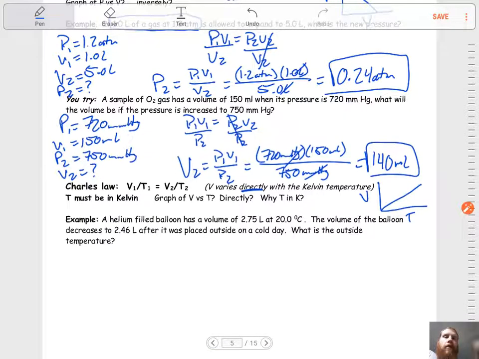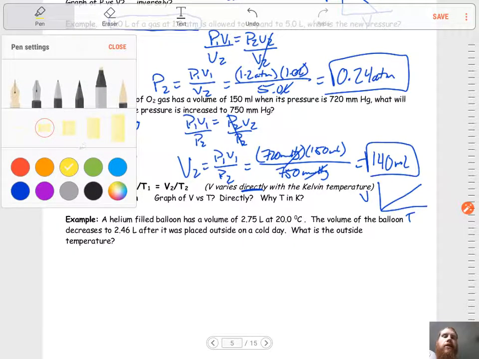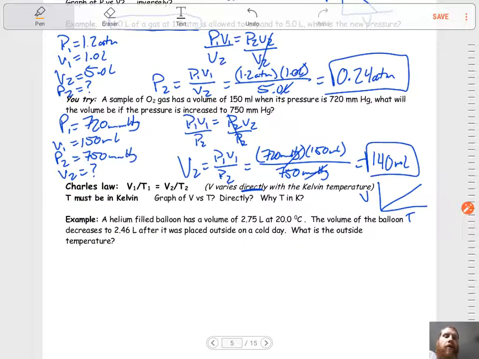Now, one thing we have here is that temperature has to be in Kelvin, and this is the thing that people get wrong most.